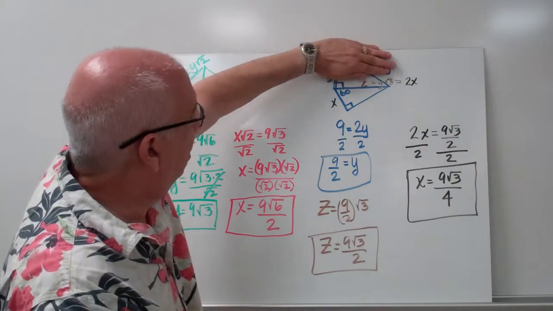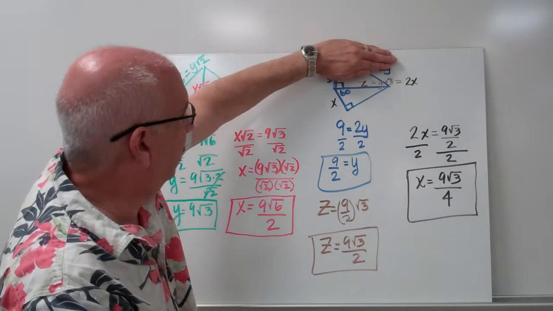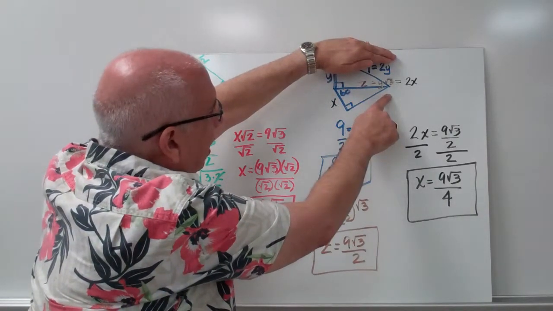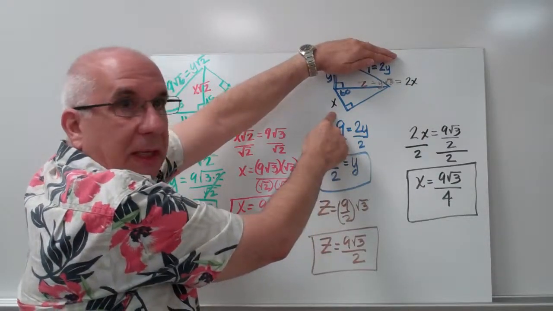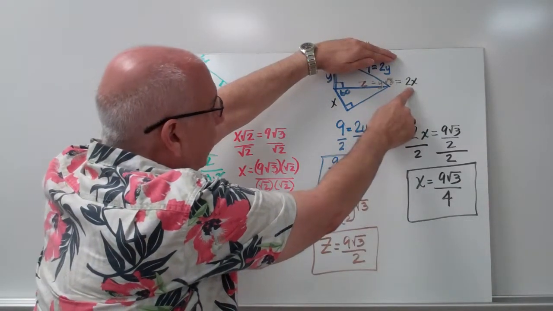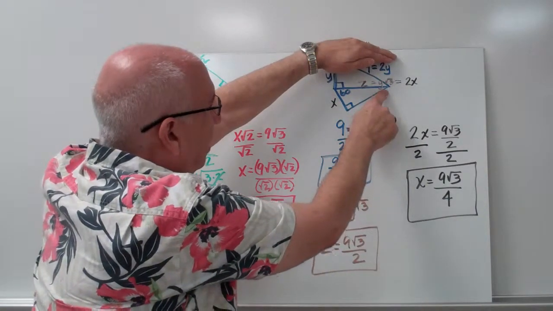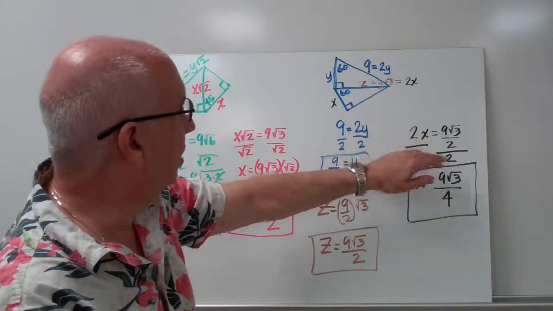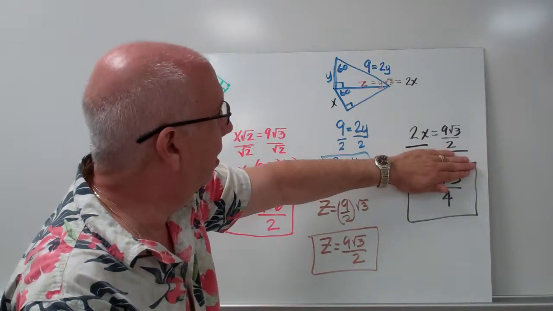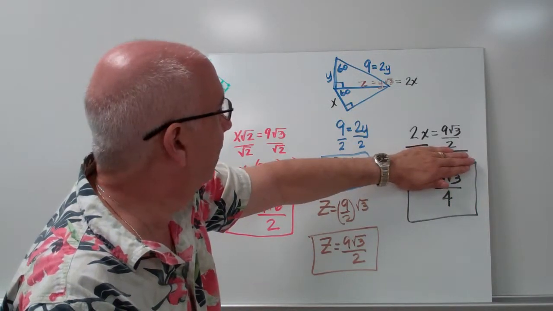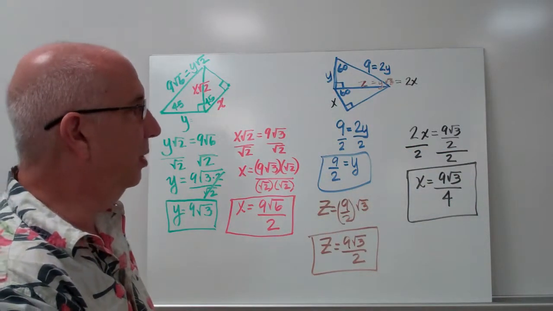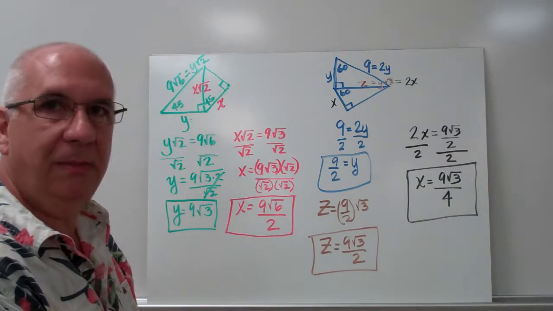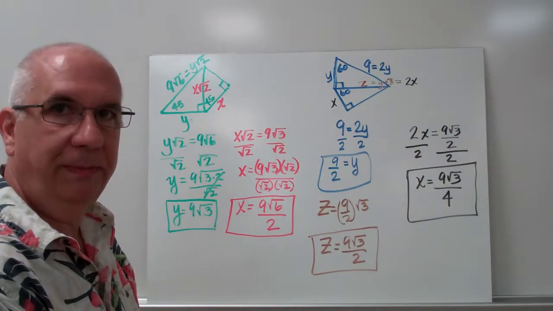Now, I've got this triangle on the bottom, this 30-60-90. I'm looking for the short leg. I know that z was equal to this, but it's also equal to twice whatever this short leg is. So 2x is equal to this. Twice this is equal to this. So I can say 2 times x is equal to 9 square root of 3 over 2. To find the x, I divide both sides by 2. I simplify, and I find out that x is equal to 9 times the square root of 3 over 4.